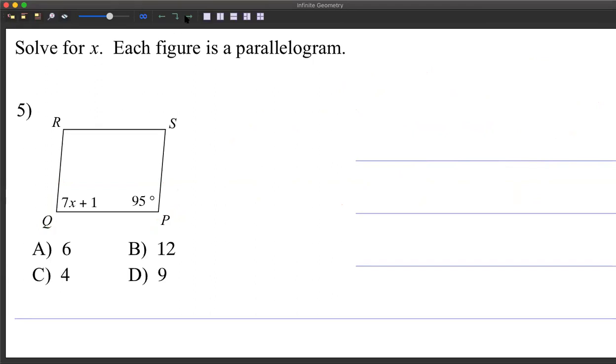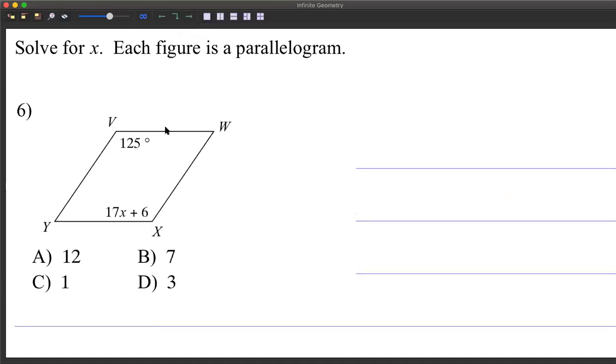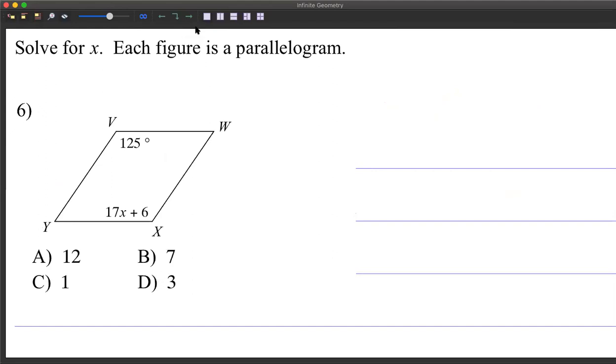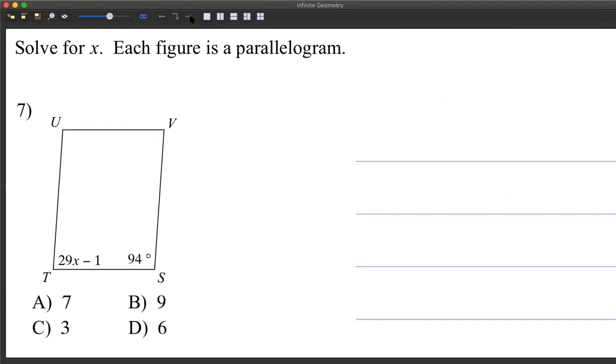Now be careful though, because you don't always just add them together and set it equal to 180, because you might get one like this. These are opposite angles. Opposite angles are not supplementary. They are equal. So this time you would just set them equal to each other. 125 equals 17x plus 6. And then just solve from there. So be careful, it's not one set thing. You've got to stop and think, what are these? Are they going to be equal, or do I add them together and set it equal to 180?